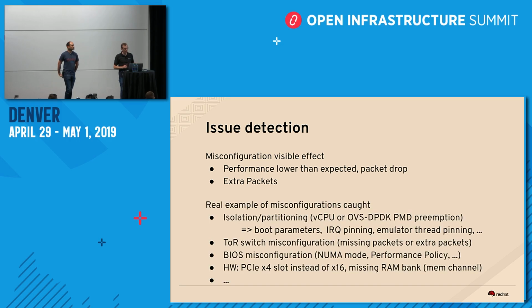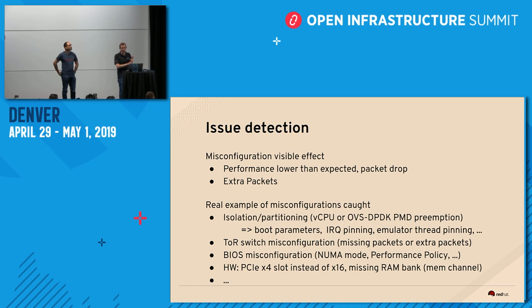We have seen, and this is a real-life example, that we caught with this simple test: isolation partitioning issues between vCPUs or OVS DPDK that were preempted, issues like wrong boot parameters so the vCPUs are not isolated, IRQ pinning, emulator thread pinning, and top of rack switch misconfiguration with missing packets, because a top of rack switch can be set up in debug mode and it's going to be the bottleneck. You don't expect that, but that can happen. Also, you can have extra packets because of very chatty LLDP or a wrong configuration in the switch.